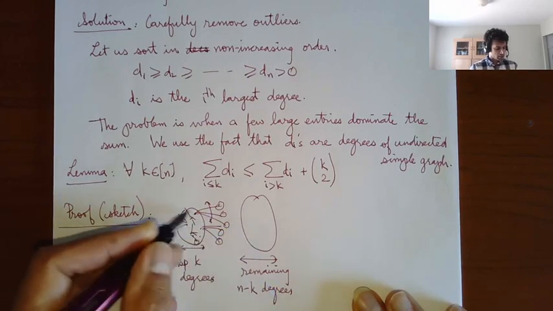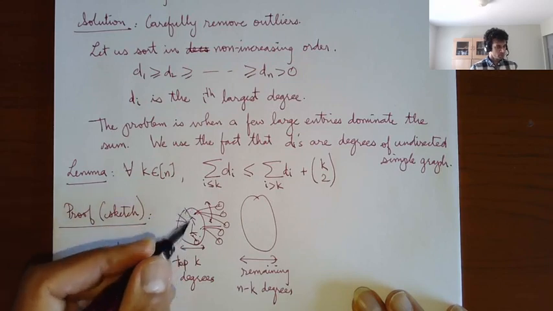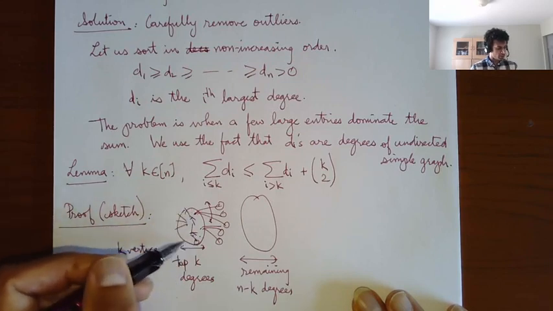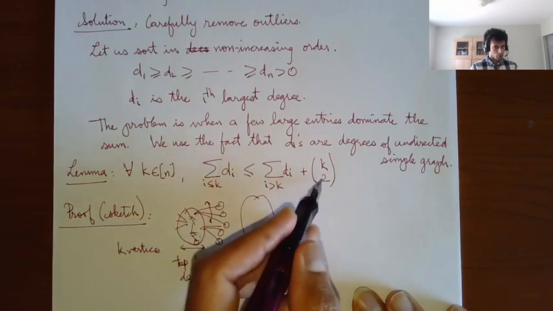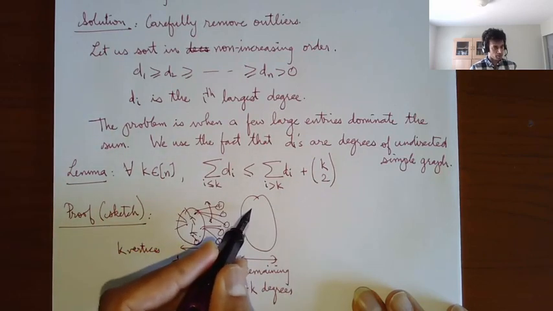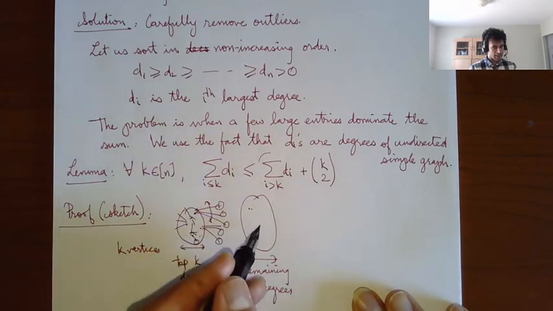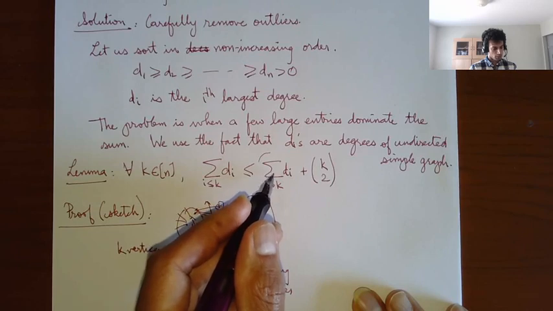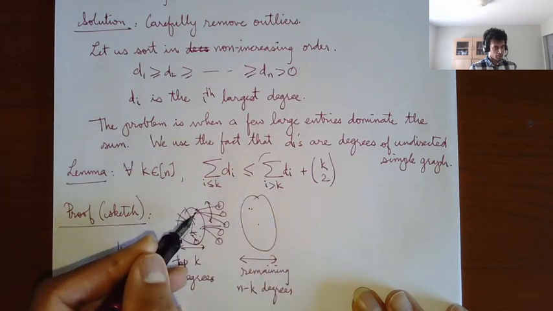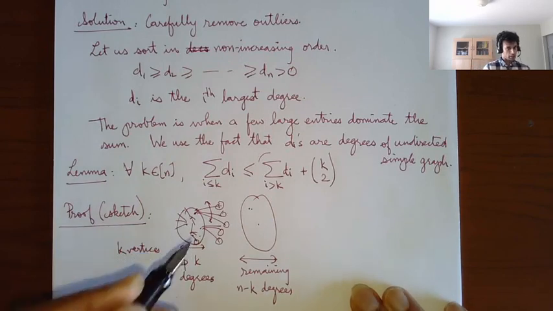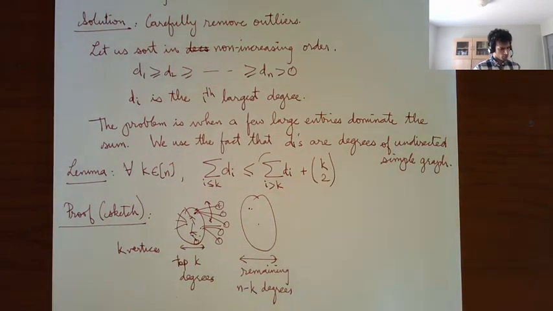But how many edges can be contained in here? At most k choose 2. So all the remaining edges have to land in here. But any edge that lands in here contributes to this sum. There are at most k choose 2 edges that could actually be completely contained in here. Does that make sense overall as a proof sketch? Questions?